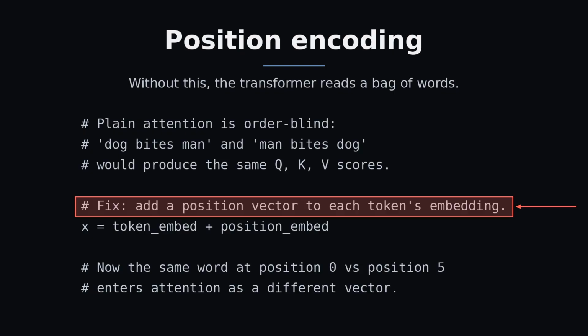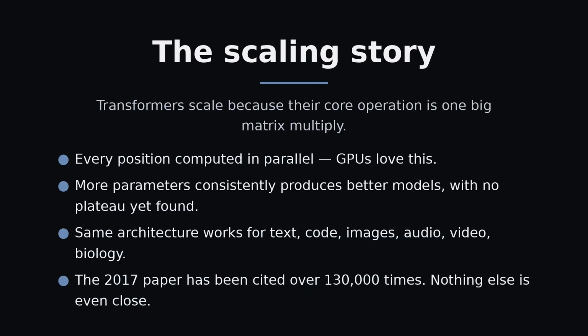You add a small position-specific vector to each token's embedding before it enters the model. That way the same word at position 0 and position 5 shows up as a different input. Modern models use a fancier version called rotary position embeddings, but the principle is the same. Tokens carry their position.